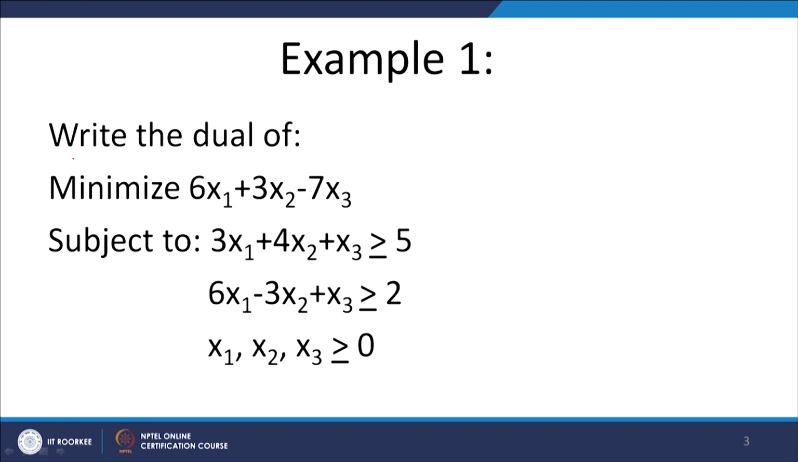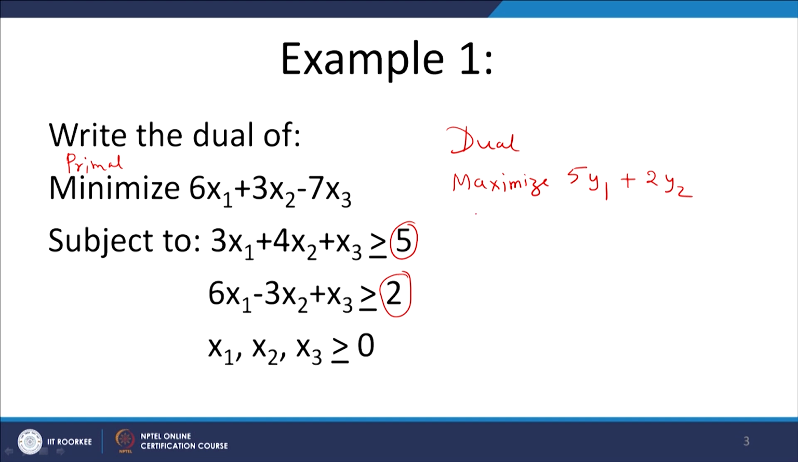Therefore, if we call this the primal, then the corresponding dual can be written as follows: maximize. Now, how many variables will be there in the dual? There will be 2 variables in the dual and their coefficients will be 5y1 plus 2y2. Why did we get 5? 5 comes from the right hand side of the primal and similarly 2 comes from the right hand side of the second constraint of the primal.